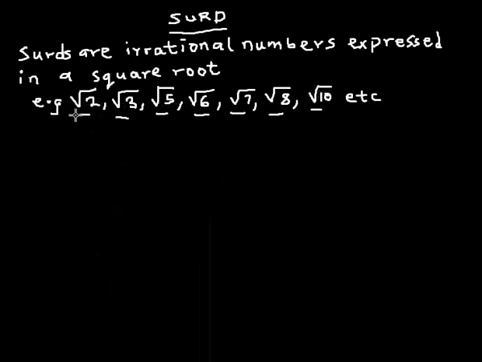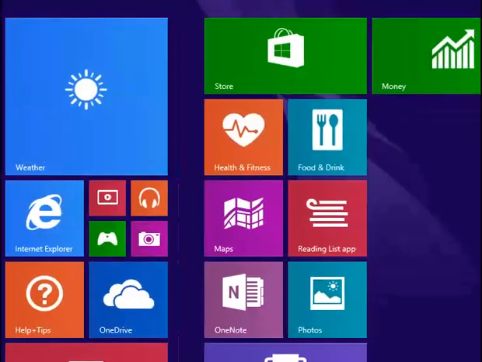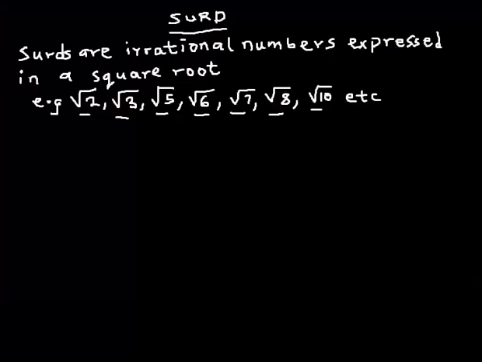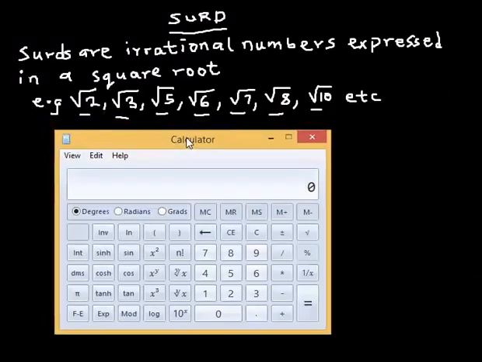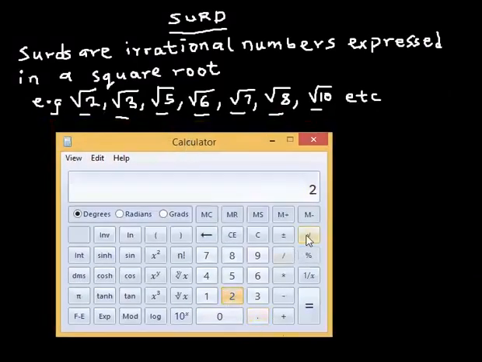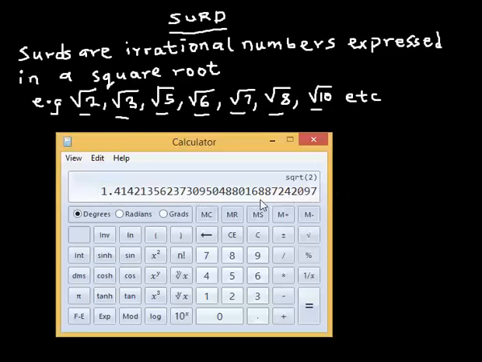Let's take, for instance, the square root of 2. I'm going to get a calculator now, then I will evaluate the square root of 2. As you can see, this is 1.414. These are long digits which I cannot express as a ratio, very long. And this is even the approximated value that the calculator was able to round off. So that is why square root of 2 is a surd.